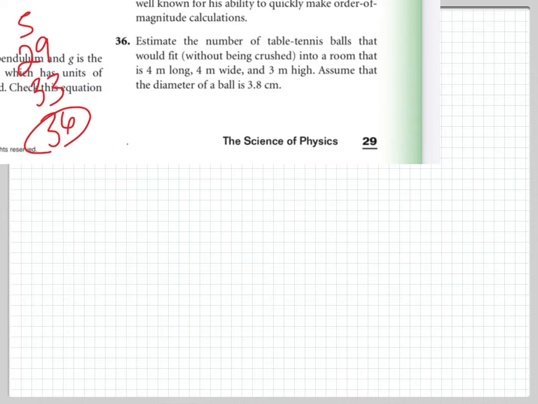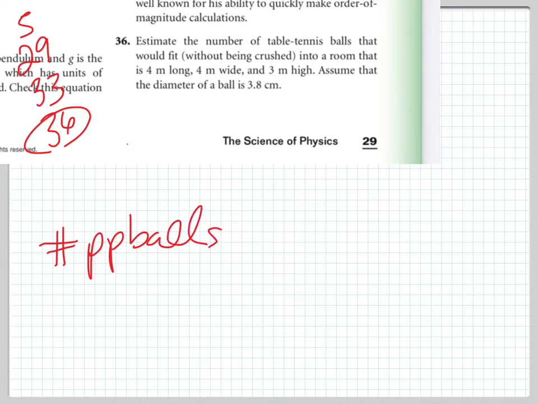So I find it helpful when I'm doing a Fermi to think in terms of the large picture here. The number of ping pong balls that are going to fit, obviously, is related to volume, right? So the number of PP balls, ping pong balls, table tennis balls, whatever, is going to equal some relationship between the volume of the room and the volume of the ball. Yes?